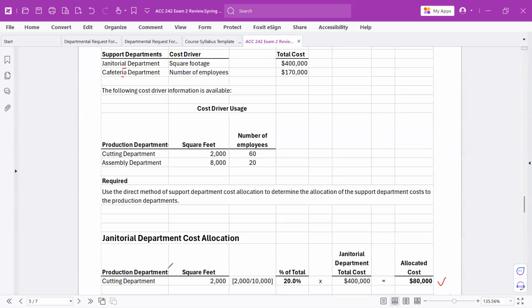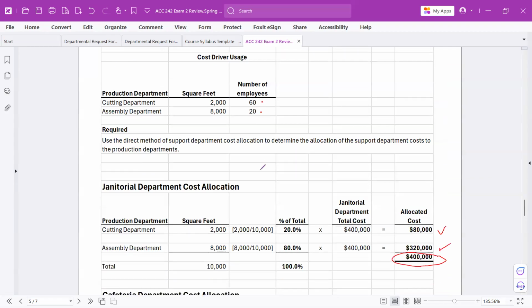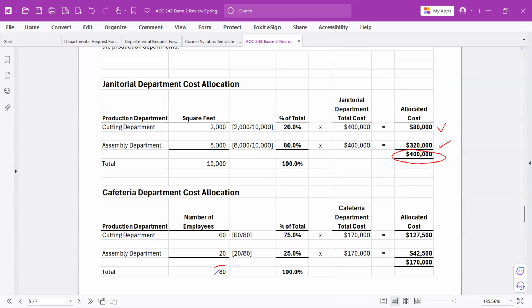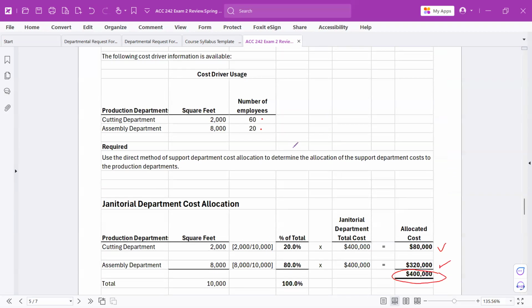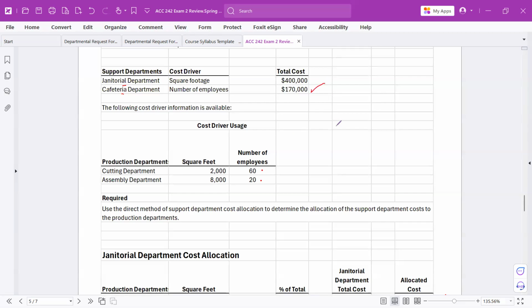And then we do the same thing for cafeteria, right? 60 employees and 20 employees is a total of 80. 60 out of 80 is 75%. 20 out of 80 is 25%. And we're allocating out this 170,000.